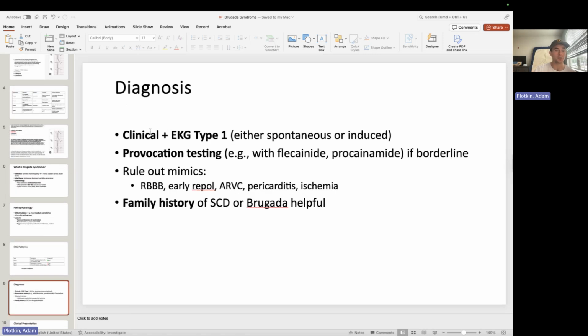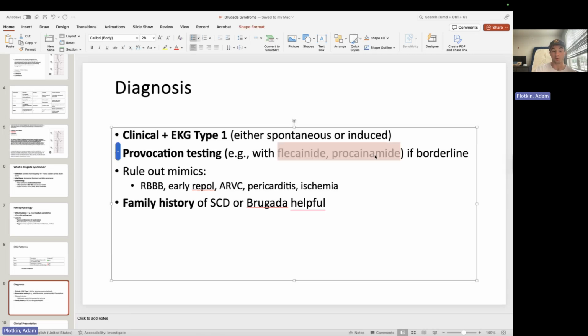So how do we make that diagnosis? As clinical plus EKG being type 1. We can provoke the Brugada syndrome, right? So I could give the patient some strong sodium channel blockers that will make their Brugada a little bit worse. Obviously, we only do this in the hands of a really good cardiologist or electrophysiologist who knows what they're doing. So we can give them flecainide or procainamide to push them into type 1 Brugada syndrome.